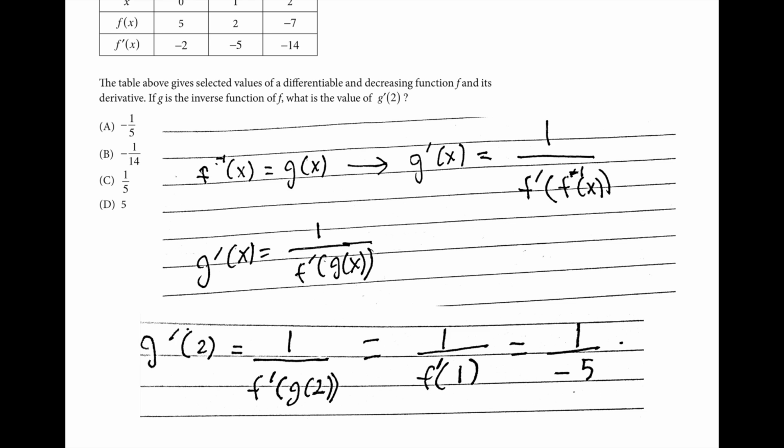Now let's move to 1 over f prime of 1 from the table. f prime of 1 equals minus 5. So the answer is minus 1 over 5, which is A.